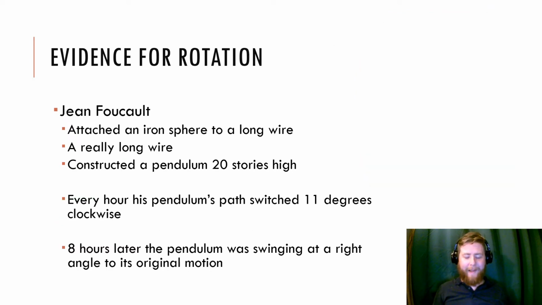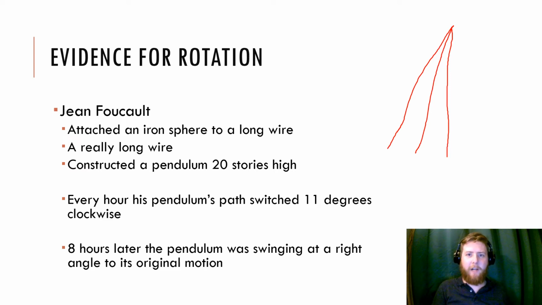So let's talk about some evidence for this rotation. Jean Foucault was a scientist who attached an iron sphere to a really long wire, up to 20 stories high. As this wire was swinging, every hour it would shift, going 11 degrees clockwise. After 8 hours, it was at a right angle to its original path of motion.